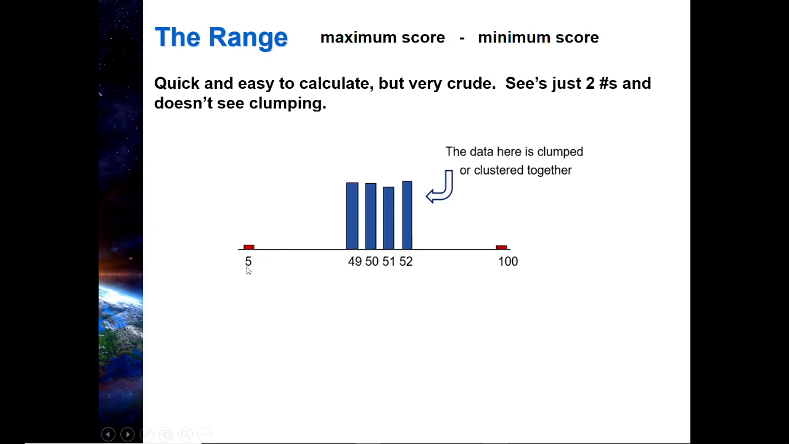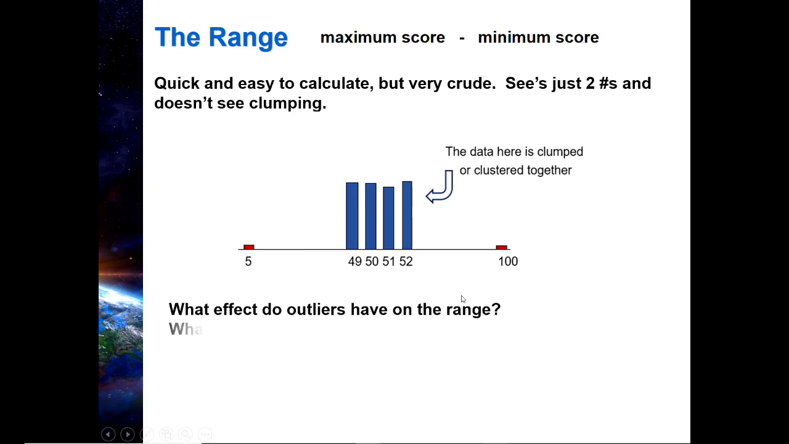The range only sees 2 numbers, the lowest and the highest. So really, we don't want to use the range because it's so insensitive if we have clumping. If we have clumping or clustering, we don't want to use the range. So what effect do outliers have on the range? They increase the range, right? By adding the 5, it exploded the range. By adding 100, it exploded the range even more because now we've got 2 outliers. So if outliers are present, you should not use the range.